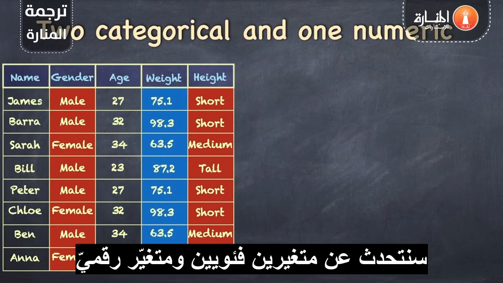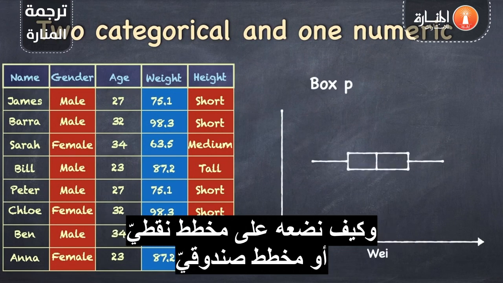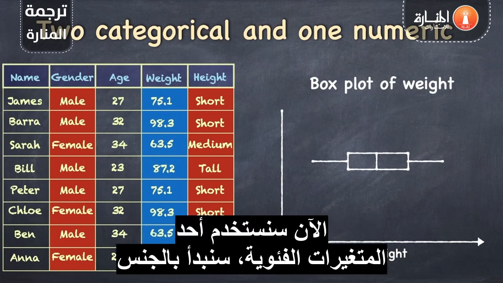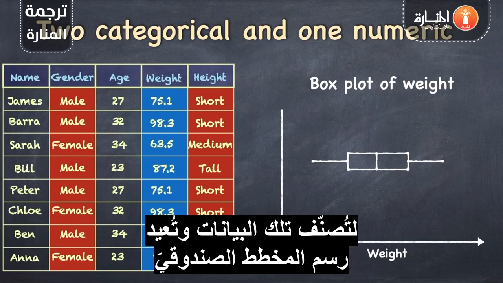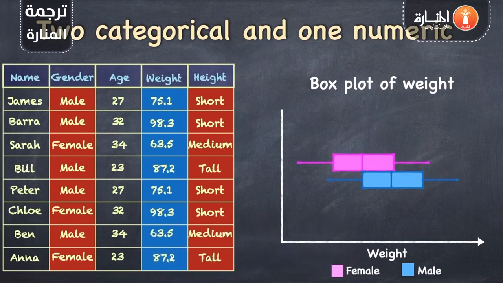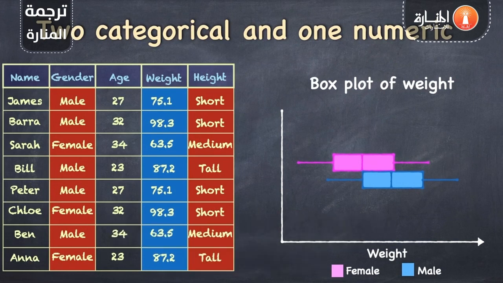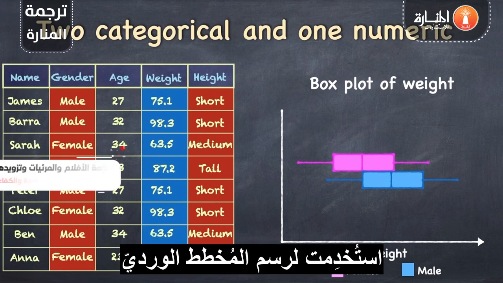Now let's talk about two categorical and one numeric variable. First of all, let's consider just the numeric variable by itself, in this case weight. And how would we plot that? Well, we'd create perhaps a box plot. Now we want to use just one of the categorical variables, let's start with gender, to disaggregate that data and redraw our box plot. What we've got here is the same weight data being used to draw this plot. Those observations that have been categorized as female have been used to draw the pink plot.